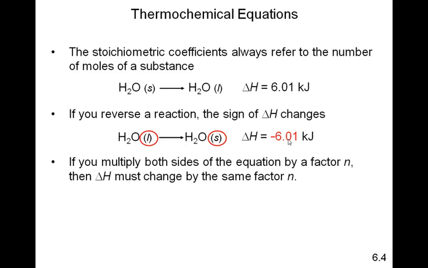If you multiply both sides of the equation by a factor of n, then delta H must be changed by the same factor of n. So you see, we take this equation right up above, we're going to multiply both sides by 2, and when we do, 12.0 kilojoules of energy is released for every 2 moles of H2O that reacts.